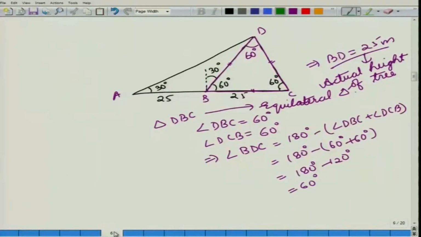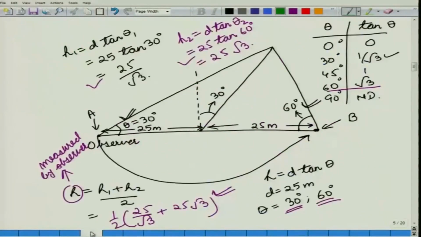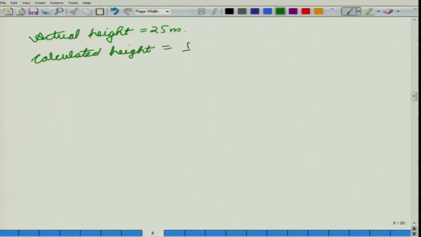So, whether we used this equilateral triangle concept or calculated it through trigonometry, we got the same answer, that the height of the tree is 25 meters. But what did the logger measure the height of the tree to be? He calculated it to be half of 25 by root 3 plus 25 root 3. So, we have the actual height is 25 meters and the calculated height is equal to half of 25 root 3 plus 25 by root 3.